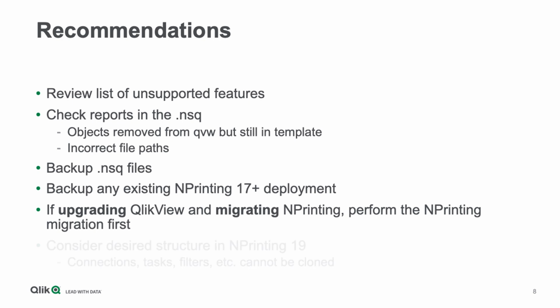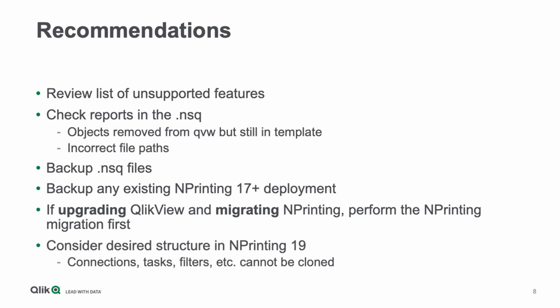then upgrade your version of QlikView following. And lastly, consider the desired structure in NPrinting 19. We'll talk about the hierarchy here a little bit, but the problem here is that some of the reporting constructs cannot be cloned. So after you've performed a migration, you may be stuck with the structure as you've done in the migration process. And we'll show that when we get to the demo later on as well.